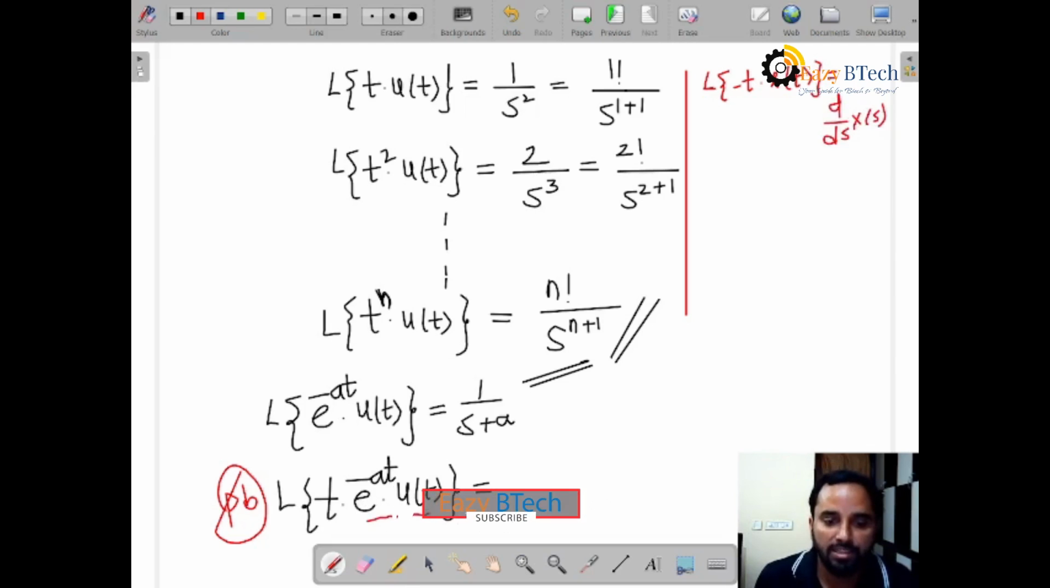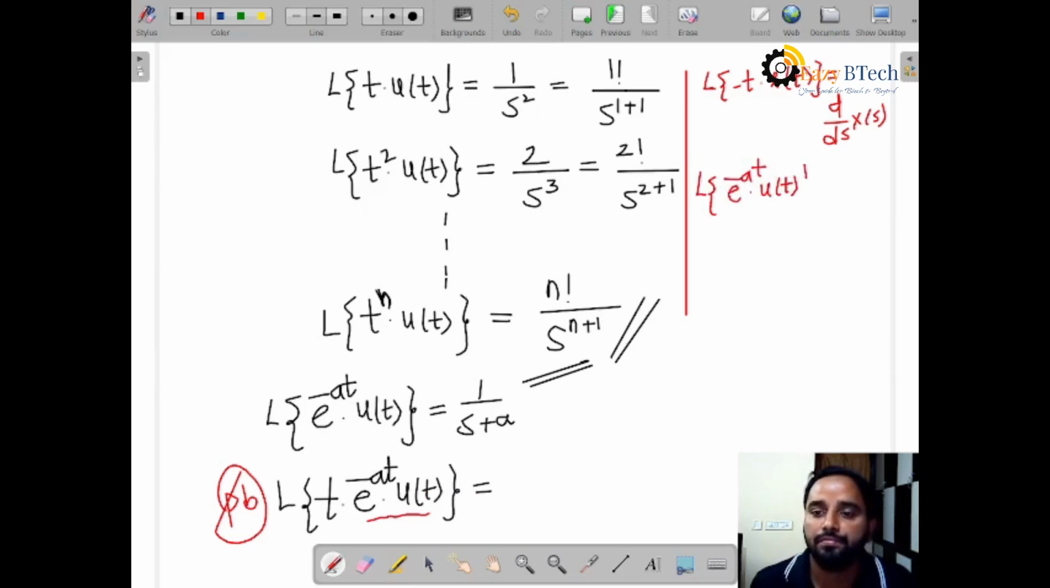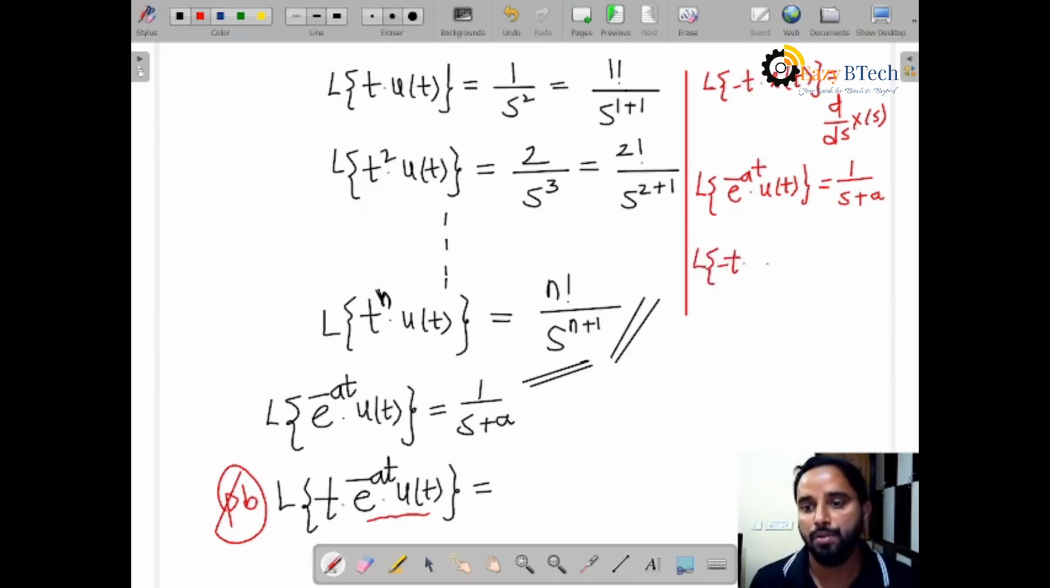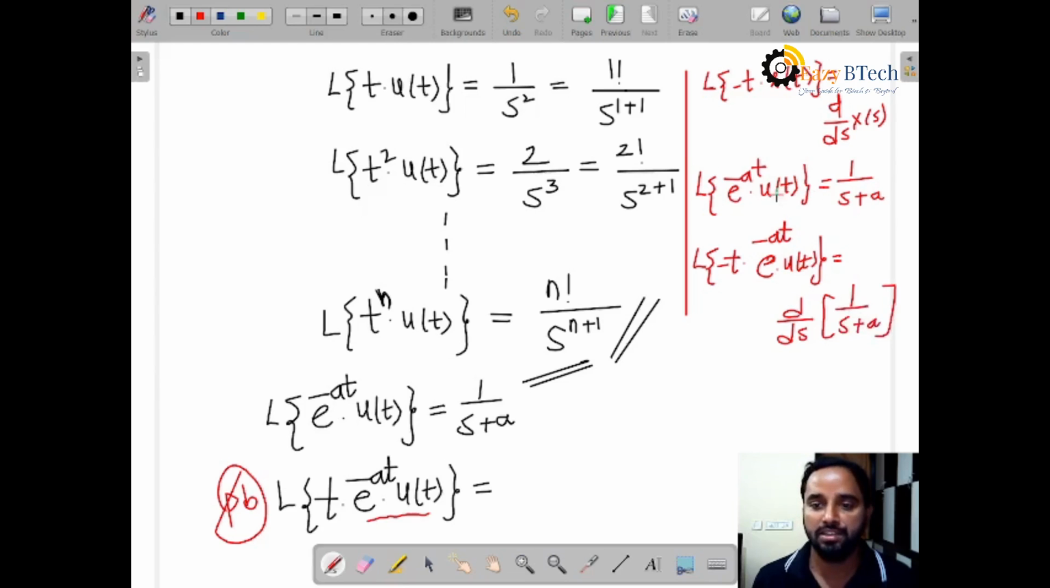Here e power minus a t u of t is x of t. So the Laplace transform of e power minus a t u of t will be 1 by s plus a. Already we know it. Now we want minus t times x of t, that means minus t into e power minus a t u of t. So how to get it? By differentiating 1 by s plus a. Right or not? That is the property we have.